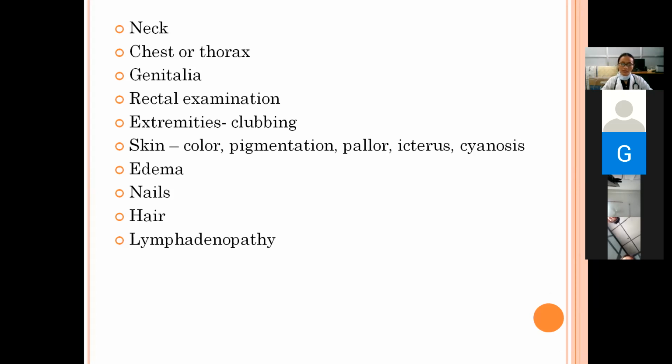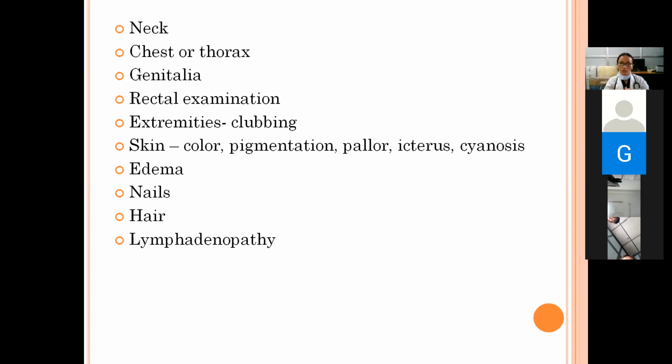And then the presence of cyanosis. It's abnormal bluish discoloration of the skin. Cyanosis can be noted if it is just peripheral, that is in the extremities, or central cyanosis, which can be seen involving the lips and the tongue.